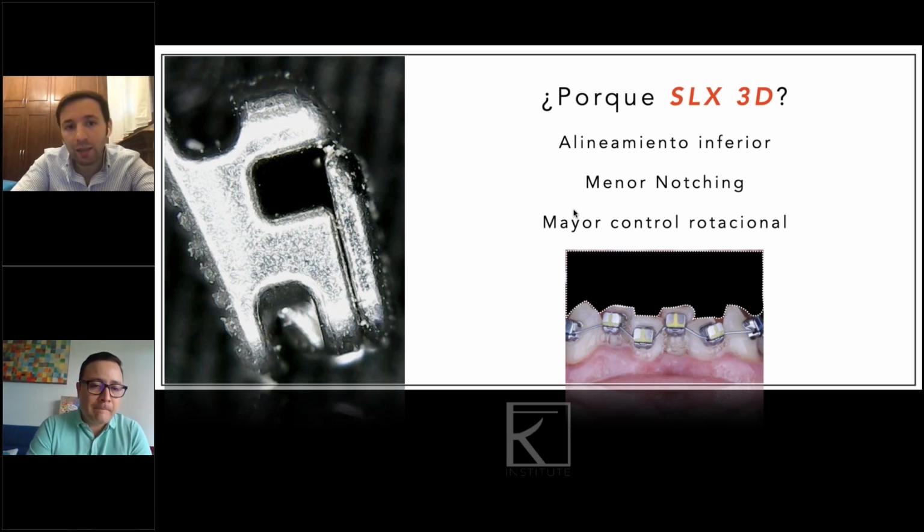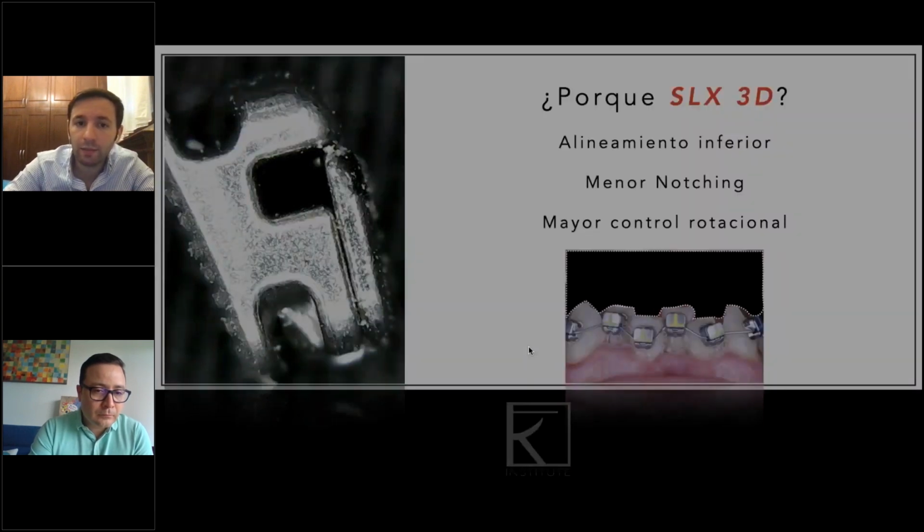And when you see the door, okay, the door is very, very smooth. So for the patient it's easier, for me it's easier, and the door that you open and close in the bracket is wide enough in order to make the rotation control. So for me, the SLX3D is the perfect bracket. It's the bracket that I was looking for to finish faster my treatment, to do the most efficient orthodontics that I can expect. This is the answer that I give.